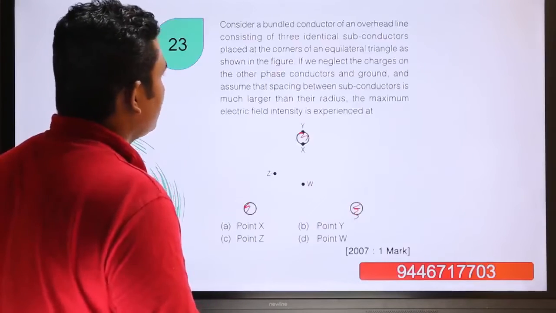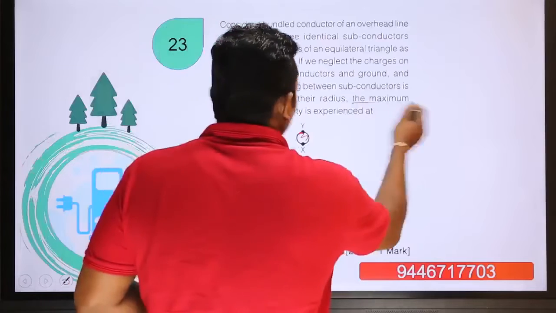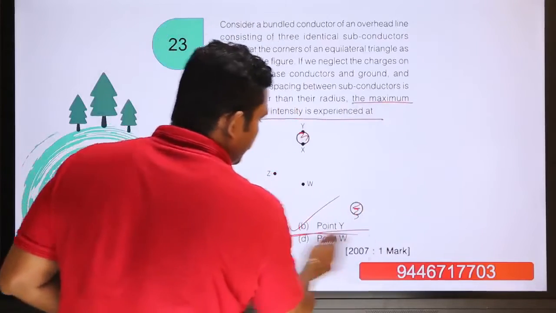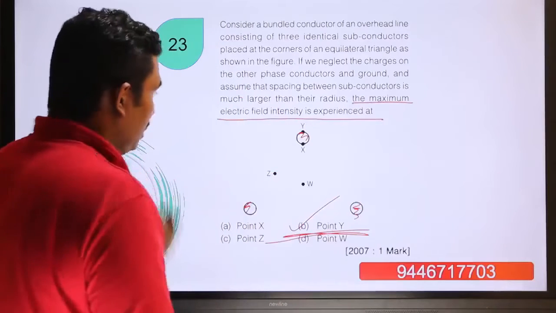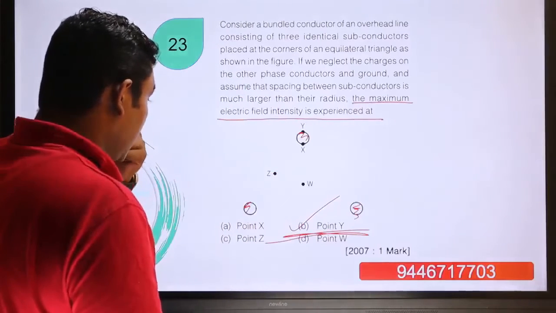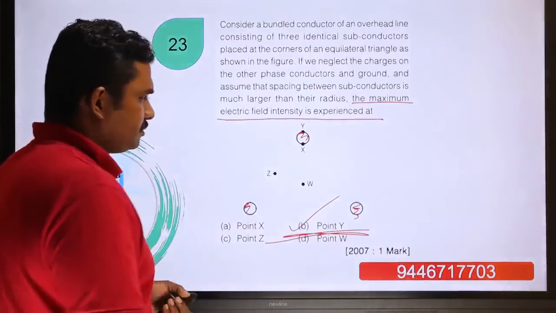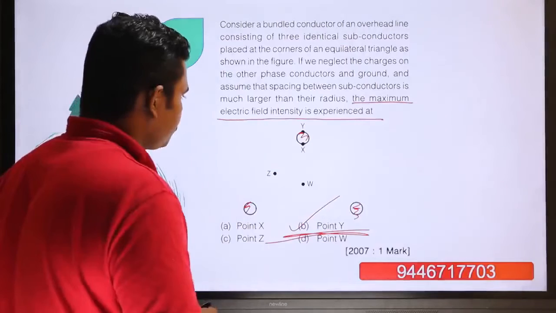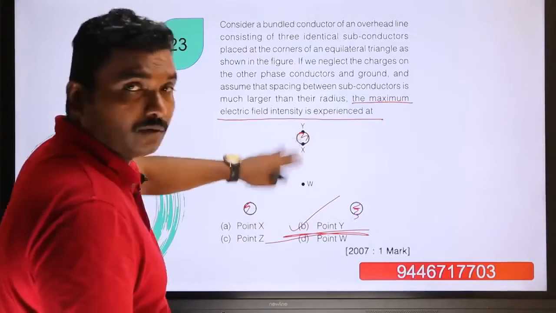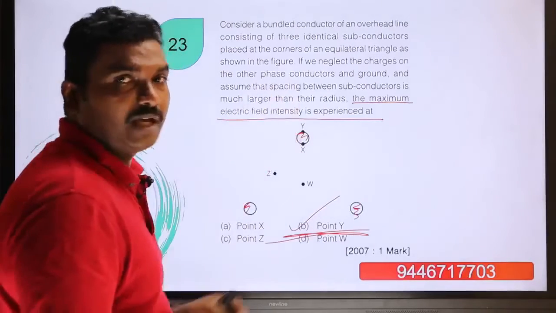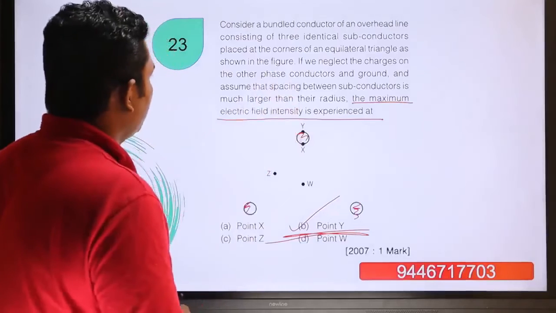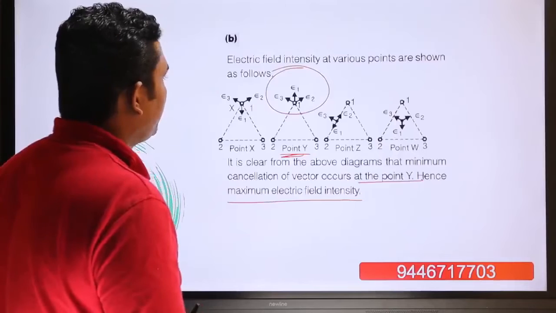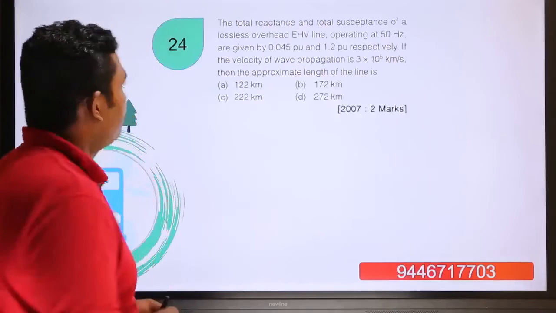So what is our question? The maximum electric field intensity is experienced at point Y. Option B is our answer. So this is also a question which can form a theory to many other questions that can be asked over many other examinations. So if these 2 points are only given also, then Y will be having the maximum electric field intensity. So the maximum electric field intensity is experienced at point Y, which will give you option B.